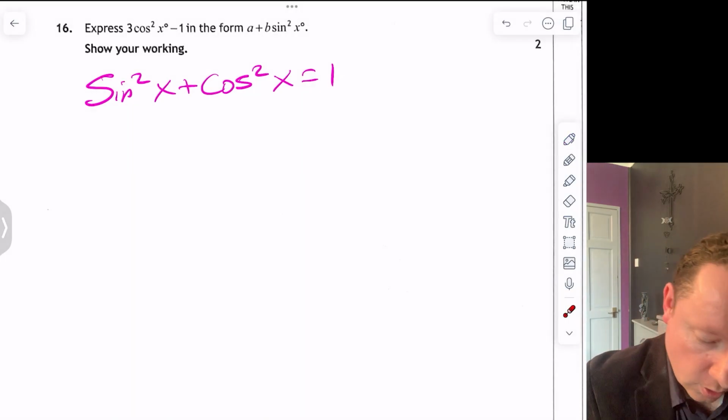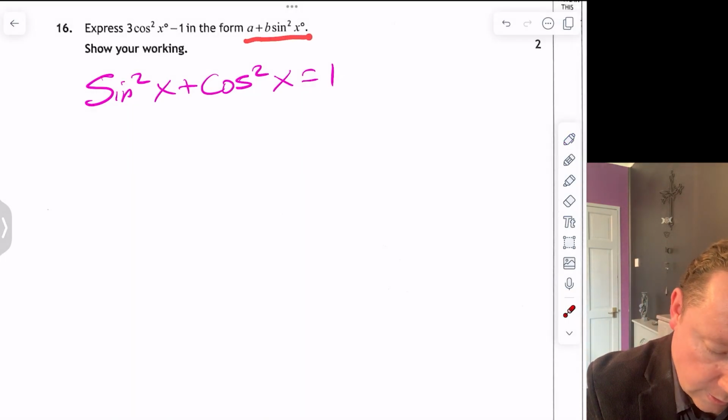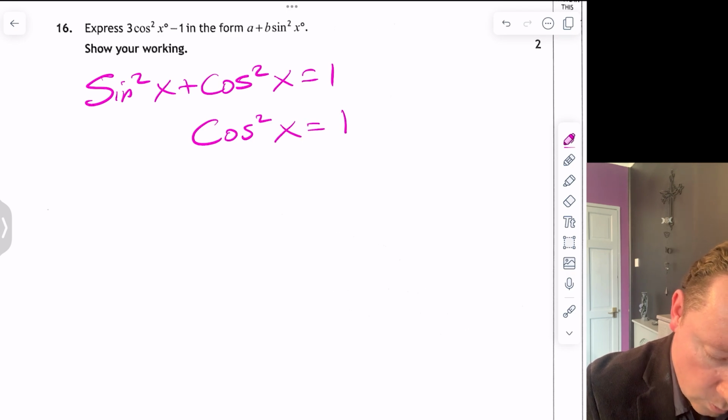and my answer, a plus b sine squared x, doesn't have a cos squared x in it, but I'm going to have to get rid of this cos squared x. So I'm going to have to rearrange this to work out what cos squared x is. Well, cos squared x is equal to, take away sine squared x, 1 minus sine squared x. So I can now just sub that in.